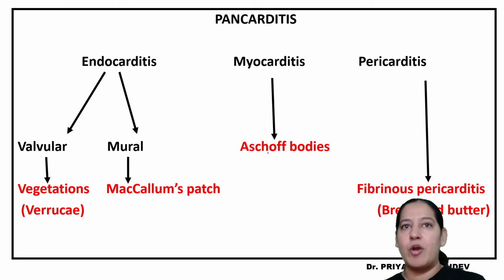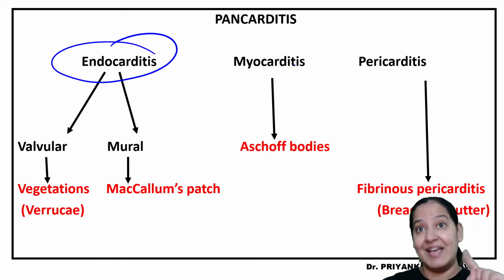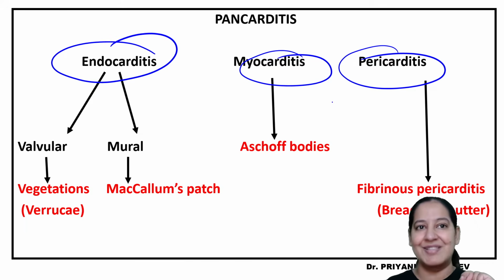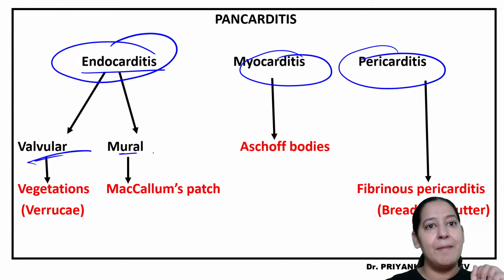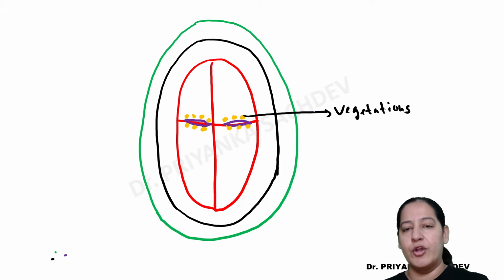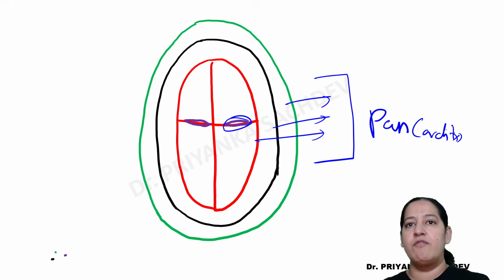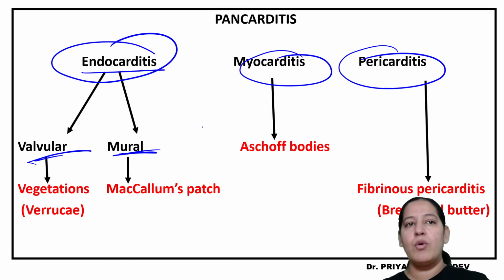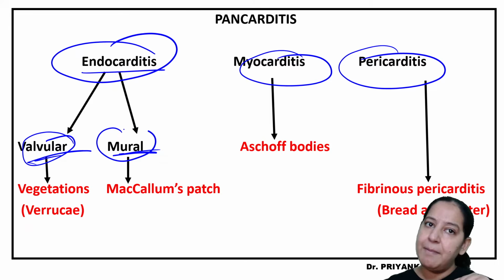So we will talk about them one by one, the 3 layers. Endocarditis, the first layer; myocarditis, the second layer; pericarditis, the third layer. Endocardium is of 2 types, as I have told you: valvular endocardium and mural endocardium. Valvular is present over the valves, and mural is present in the rest of the heart. So I will divide endocarditis into 2 parts: valvular endocarditis and mural endocarditis.